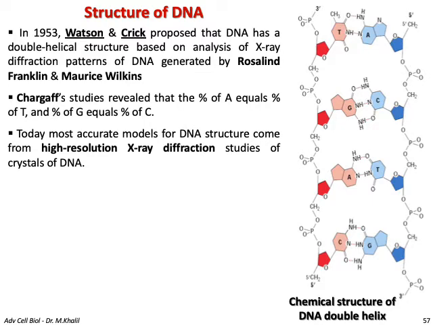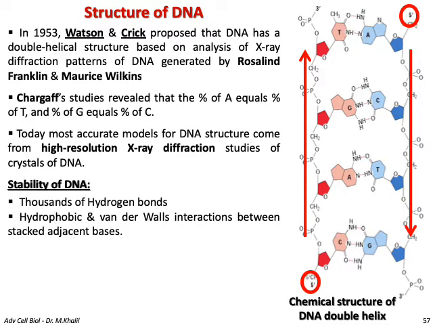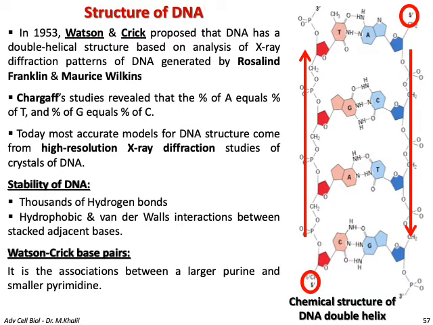With the help of high-resolution X-ray diffraction, they studied the crystal of DNA and found that, in order to be stable, there are a lot of hydrogen bonds and hydrophobic van der Waals interactions between stacked adjacent bases. And the two strands had to be reversely oriented for the stability of DNA and to have the same diameter for the DNA molecule. The Watson and Crick base pair defines the association between a large purine and a smaller pyrimidine.